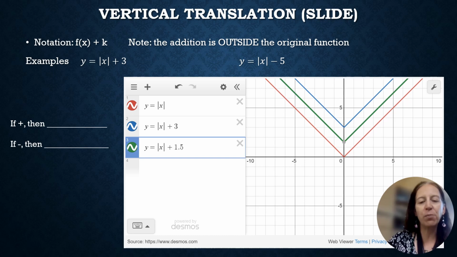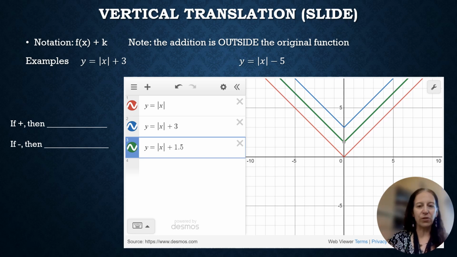Now, to explore the transformations, I'm going to start by putting in the parent function, because if we want to see how a function is moving, we want to be able to see where we're starting from. So the red function there is the parent function, and now I'm going to type in the next function, which is the absolute value of x, and now I have to kick myself out of the absolute value before I do the plus 3.